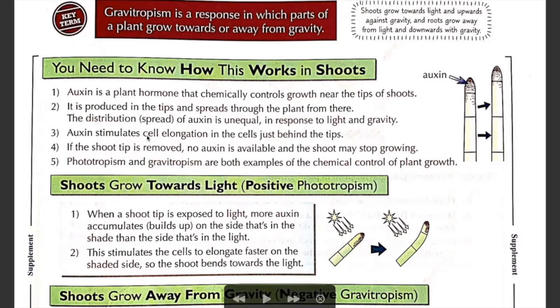Dia akan memanjang. Okay. So if the shoot tip is removed, no auxin is available and the shoot may stop growing. So we know that tips of the shoot is the place where auxin is produced. When we remove the tips of the shoot, it means that no auxin is produced. No auxin, no growth.